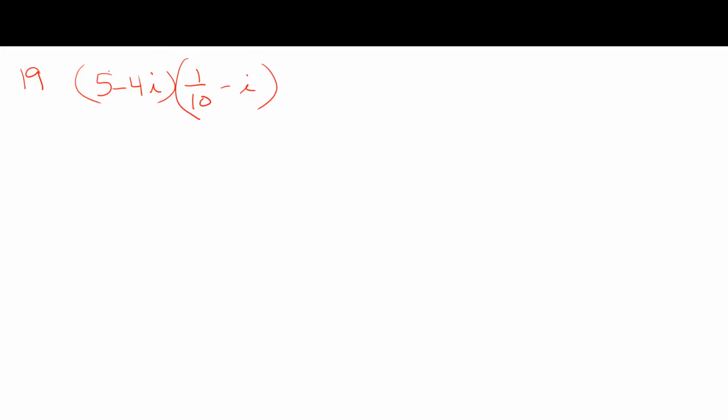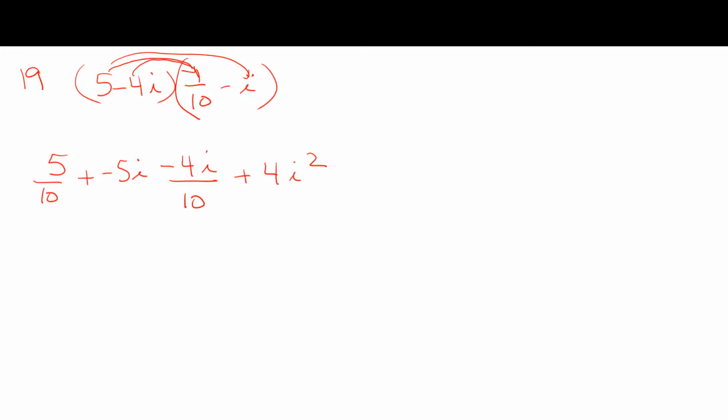All we're going to do is FOIL our terms. 5 times 1 over 10 is 5 over 10. 5 times -i is a -5i. -4i times 1 over 10 is -4i over 10. And then -4i times -i is positive 4i squared.